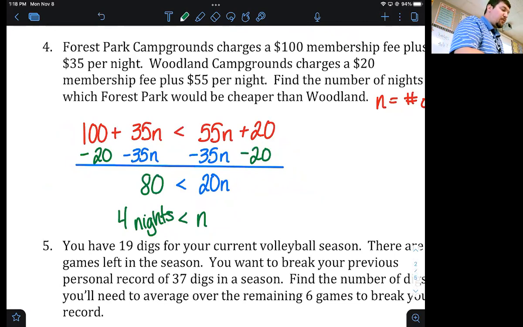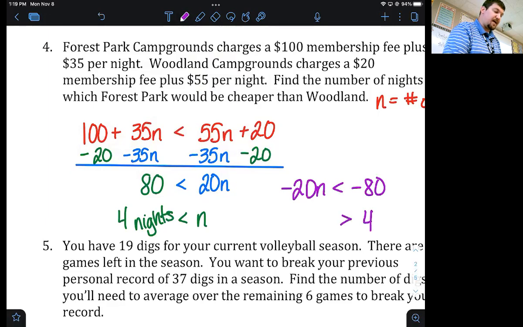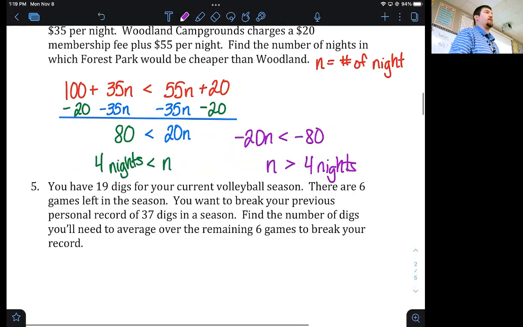Now, for those of you that would have done it the other way, and you would have put the -20n on this side, you would have got -20n, and you would have gotten -80. You still would have gotten 4 when you divided. However, you'd have to flip the sign. Both of these answers say the same thing because they're both opening up towards the N, telling you N has to be bigger than 4 nights. I would accept either one.